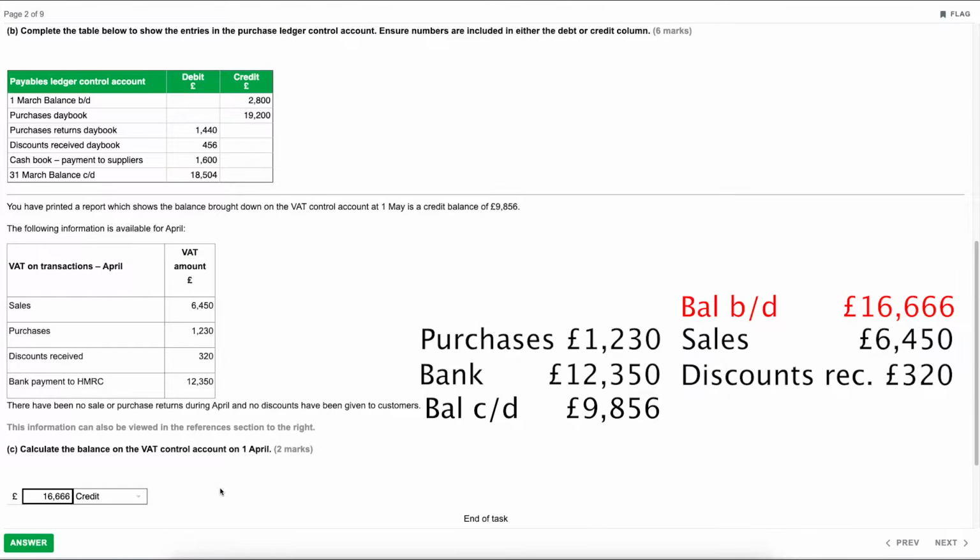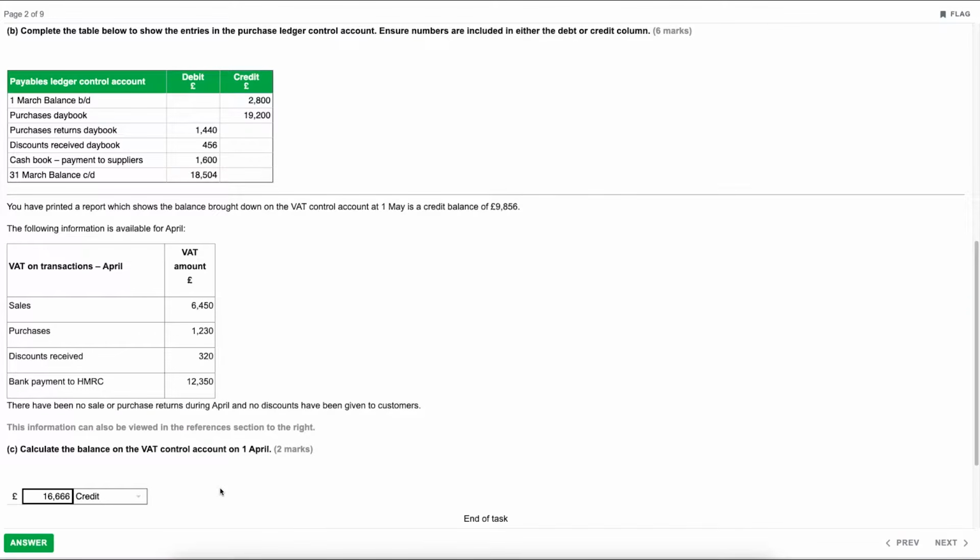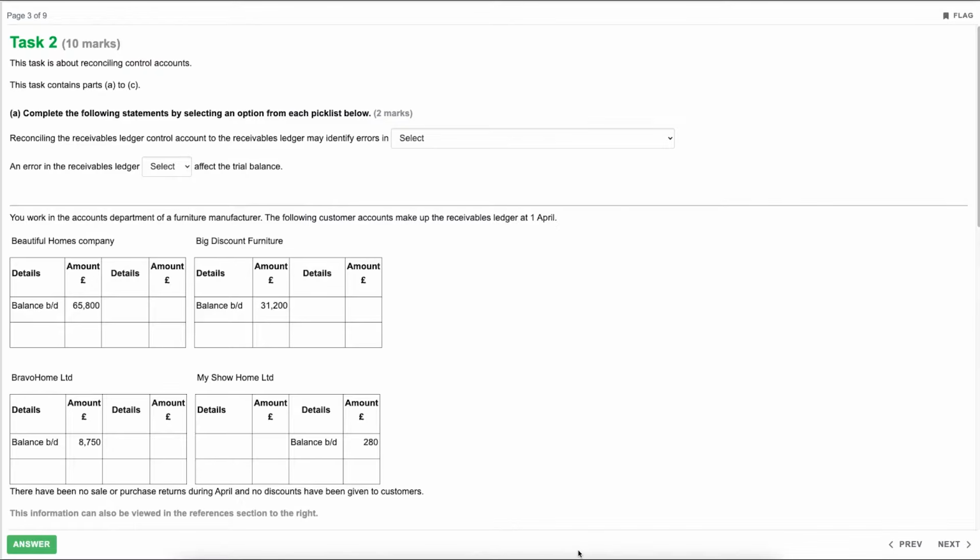Okay, so that covers task 1. So hopefully nothing too overly complicated there. Let's now move on to task 2. Task 2 is worth 10 marks and is about reconciling control accounts. This task contains parts A through to C.